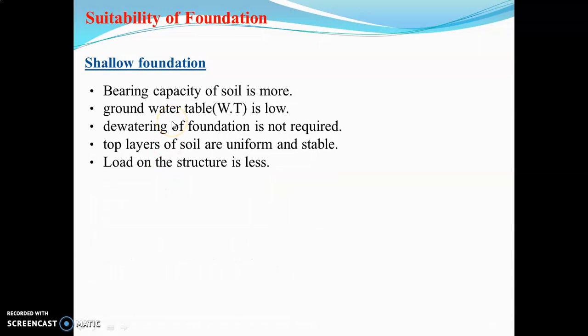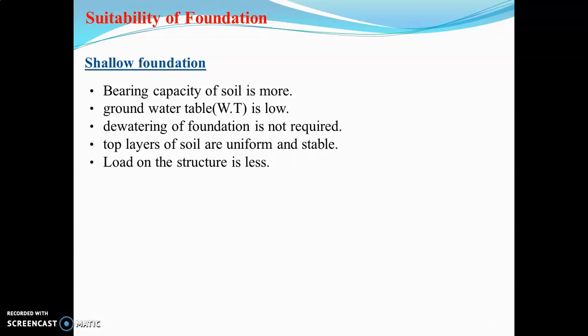Bearing capacity of soil is more, groundwater table is low, dewatering of foundation is not required, top layers of soil are uniform and stable, load on the structure is less. If these conditions are satisfied, then only you can go for shallow foundations. Otherwise, you have to go for deep foundations. Means bearing capacity of the soil should be more.